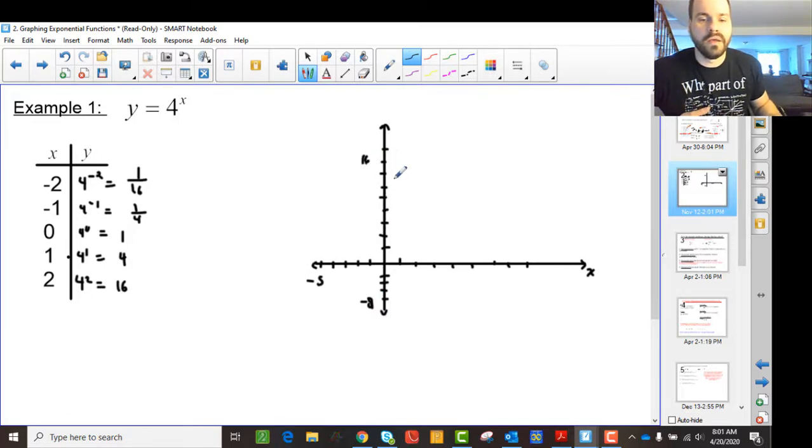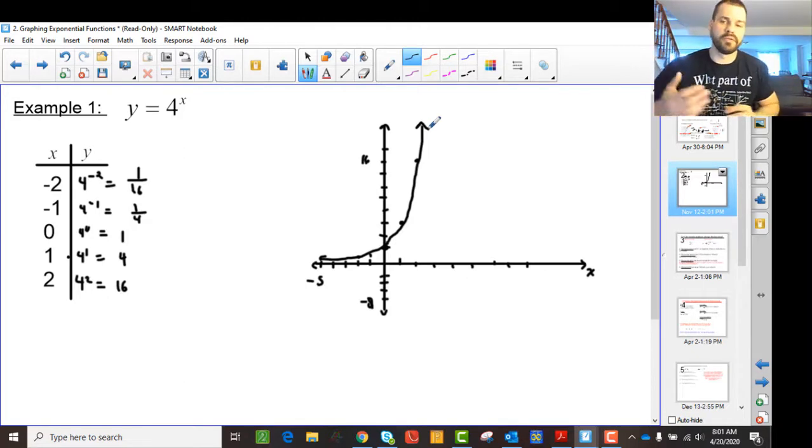There's 16 there. So I have minus 2, I'm at 1/16, so I'm really, really small. Okay, minus 1, I'm at 1/4, still really, really small. At 0, I'm at 1. And then at 1, I'm up at 4, which is here. And then at 2, I'm already up to 16. Okay, and so you can see the shape is kind of like this. Go down like that, and it's going to continue down towards 0. So that's my graph. That's the basic shape.